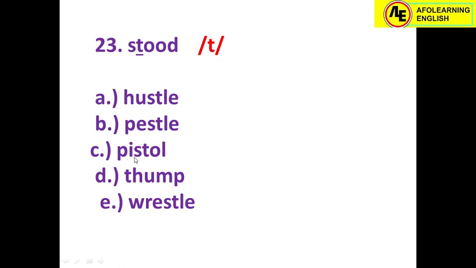The correct answer is pistol. The letter T is pronounced in pistol, while in the other options it is silent. They are all silent, that is, not pronounced.